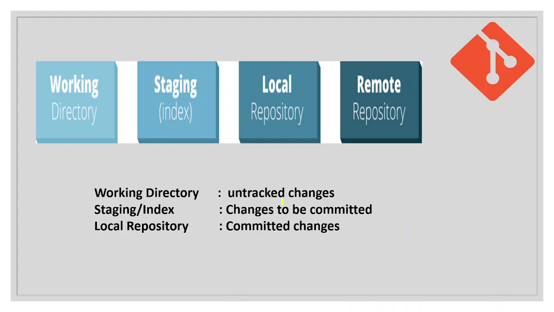And we have the staging or index. This is the stage where the untracked changes move to ready for commit, the changes to be committed. This is the other stage, the staging or index. In Eclipse, we can call it the index.